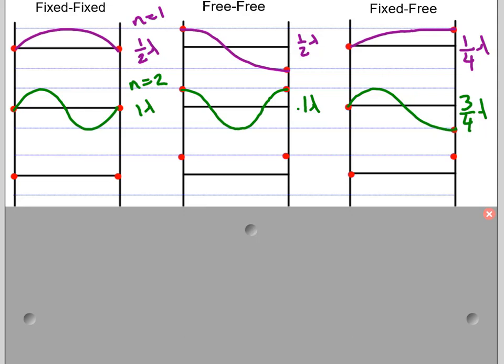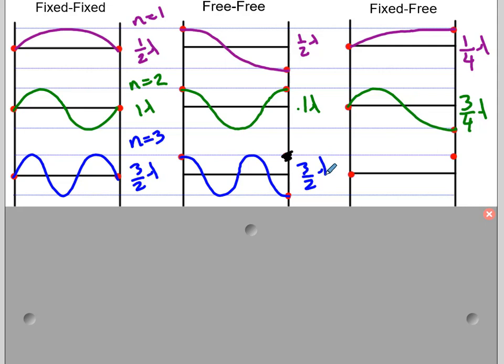Okay, so now next one, n equals 3. That means I have 3 antinodes, 3 high points or low points. So now there's the first full wavelength, and then we finish there. So this is 3/2, or 1.5 wavelengths. If I do free, let's try that again. I'm going to start high, go up, and then come back down. This will take a second, but that also is 3/2, or 1.5 wavelengths.